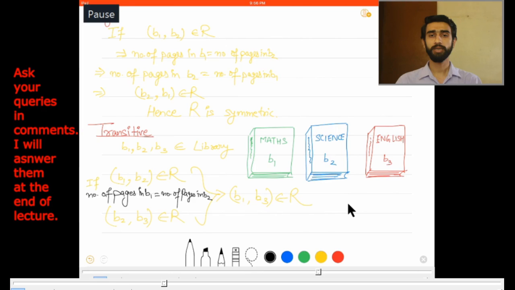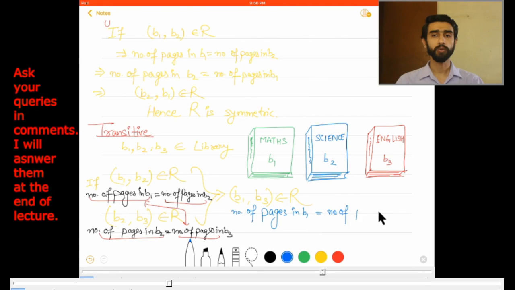What does this mean? It means number of pages in book B1 is equal to number of pages in book B2 as defined in relation. And B2, B3 belongs to R. It means number of pages in book B2 equals number of pages in book B3. Now using these two equations, you can see that number of pages in book B2 is common. So number of pages in book B1 will be equal to number of pages in book B3. Is it clear? It is very obvious. So hence we can say this is satisfying the condition of transitivity. Hence R is transitive. I hope this is clear.